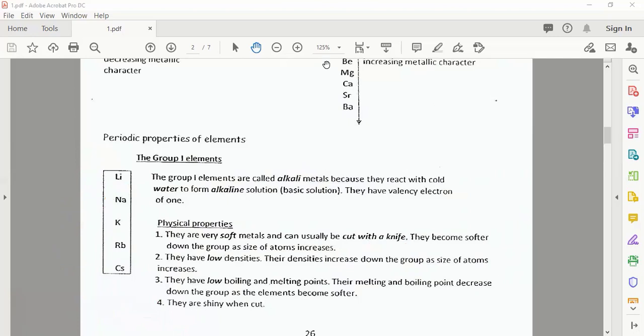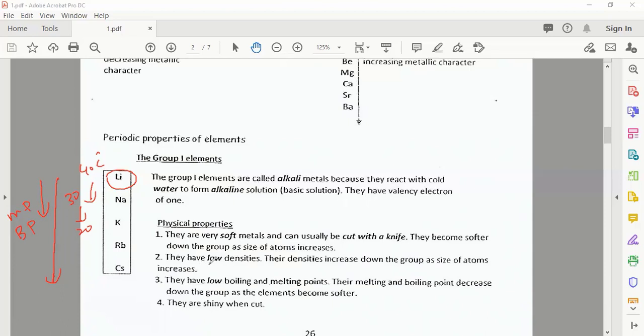Now we see the third property. What is the third property? They have low boiling and melting points. Yes, group 1 metals have low melting and boiling points if you compare them with group 2, transition metals, group 3 metals. Their melting and boiling points decrease as you go down the group. For example, let's suppose lithium has a melting point of 40 degrees, down you'll find 30, then down maybe 20, like this. As you go down the group, the boiling point and the melting point both decrease.